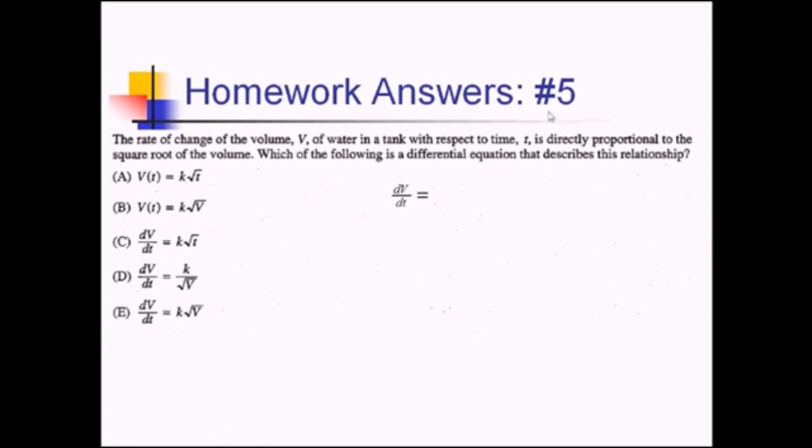Okay, is directly proportional to something. So that means we have some constant K getting multiplied by something else. And then, what's it directly proportional to? The square root of the volume. Well, how about just square root of V? Looking at our answer choices, that describes choice E.